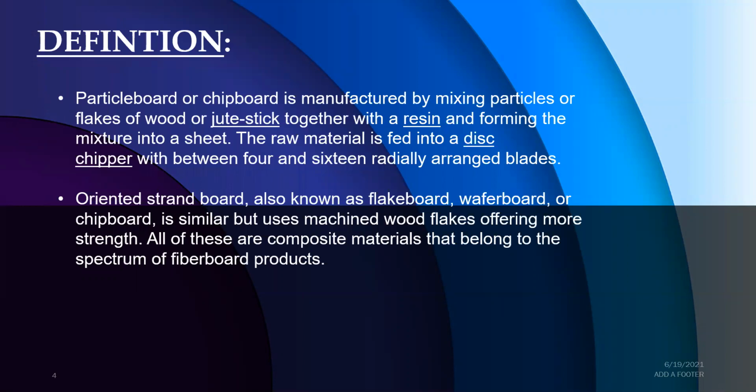Chipboard is manufactured by mixing particles or flakes of wood together with a resin and forming the mixture into a sheet. The raw material is fed into a disc chipper with between 4 and 16 radially arranged knives. Oriented strand board, also known as flake board, waferboard, or chipboard, is similar but uses machined wood flakes offering more strength. All of these are composite materials that belong to a spectrum of fiberboard products.